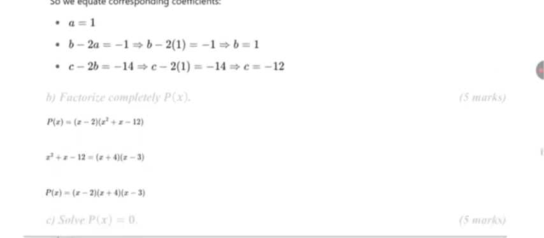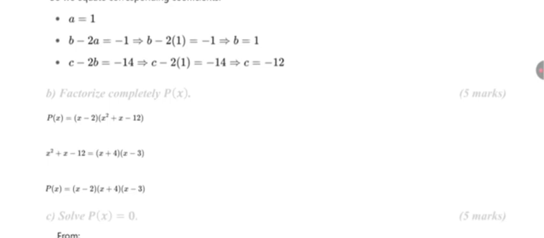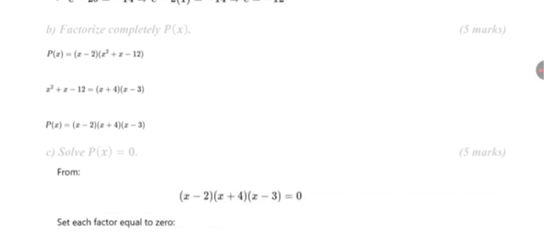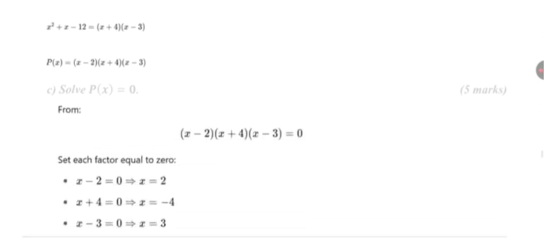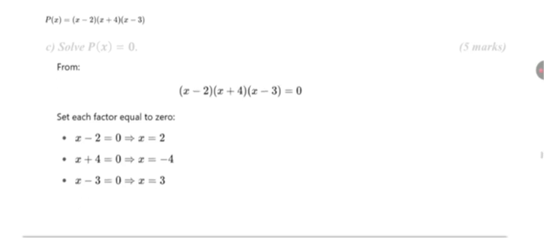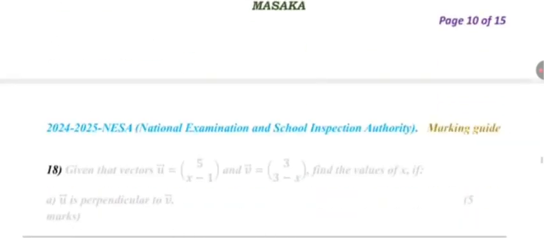Factorize: we have the complex form of p(x) after getting that p(x) equals (x minus 2)(x^2 + x minus 12), and you have to make a factorization to get the factors as required, and you have to solve p(x) as well.